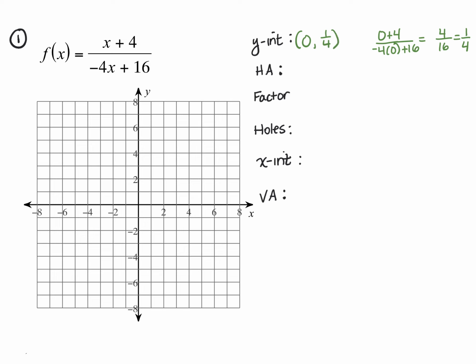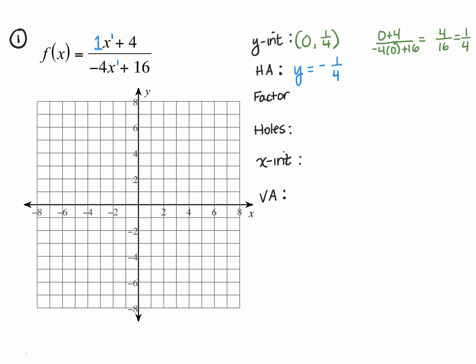For the horizontal asymptote, you take a look at the highest power of your x's in both the numerator and the denominator. In both cases, we have the same highest power. So that means we use the ratio of the numbers in front of those highest powers. Essentially, we ignore the rest and just look at those numbers out in front. That leaves us with a horizontal asymptote of y equals negative 1/4.